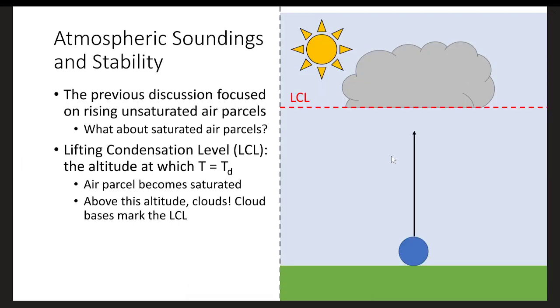Okay. Yep, so we talked about the rising of unsaturated air parcels, but what about saturated air parcels? So this brings up a topic of the LCL. This is where the temperature is equal to the dew point temperature, and this is where the parcel becomes saturated. That's the LCL, lifting condensation level. This is where the cloud base forms. This is why the bottom of the cloud is flat. That's because the LCL is just a line. It's a line in the air where the clouds form.